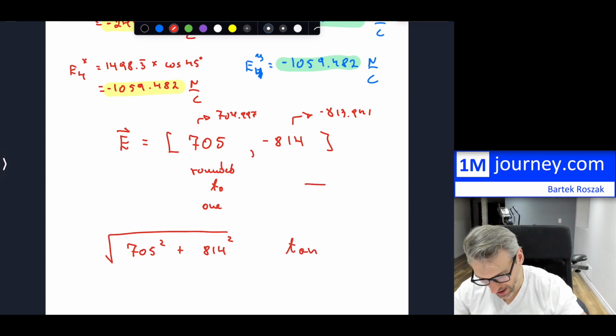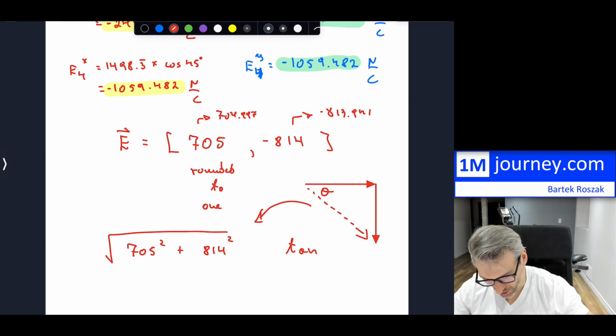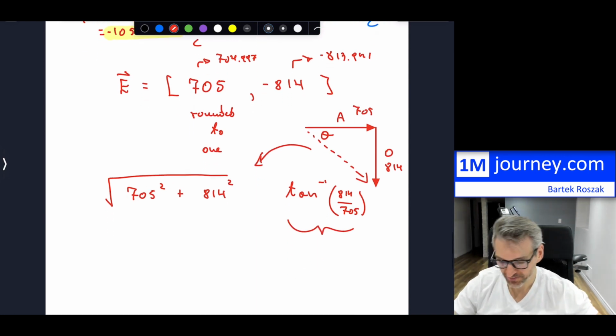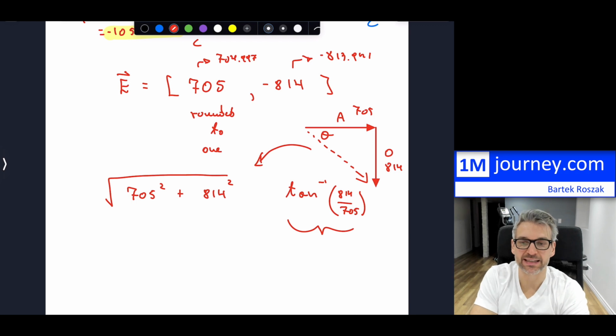Now notice 705, so it's going to be in this direction, okay, and then 814, so it's going to be downwards, so it's in this direction. So when you're finding your angle, this is what we are finding, that's the resultant right there, and your angle would be this angle that you find. So this would have been your opposite, this would have been your adjacent, so your opposite is down, which is 814, your adjacent is 705. There's going to be tan inverse of opposite over adjacent, 814 over 705, and that gives you what the angle will be.